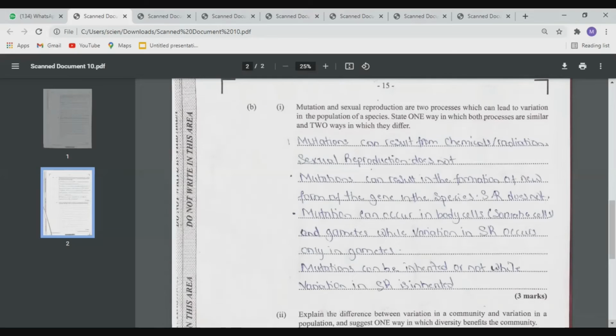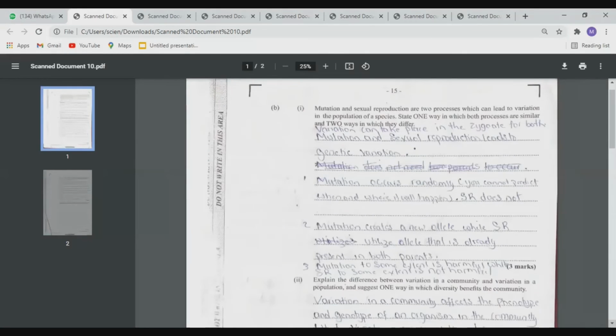Let me repeat that again. So mutation can either be inherited or not, but in sexual reproduction, it's inherited, all right? So the variation is inherited, but in mutation, it can be or it may not be inherited.